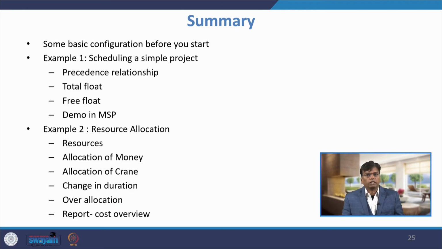Dear students, in this lecture I have explained how to do some basic configuration before you start MS Project. I have taken 2 problems. One is scheduling a simple project, the second one is resource allocation. In scheduling a simple project, I have explained how to do the initial setting, how to mention the precedence relationship, how to find out the total float, then free float. Then also I have shown in the Gantt chart what the critical path is.